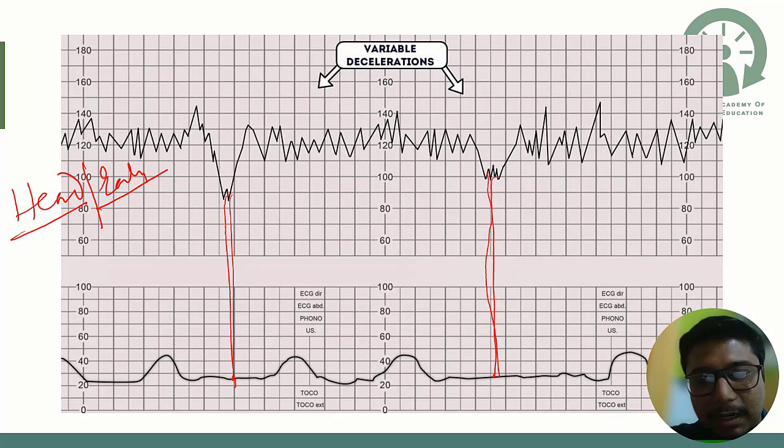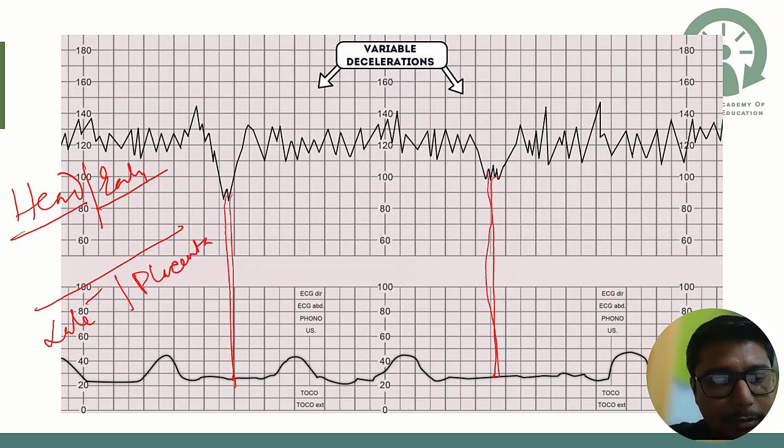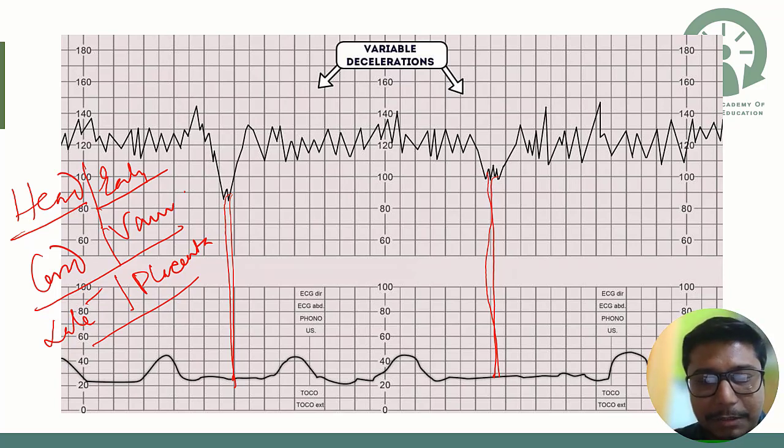So head compression, early deceleration, and what comes late in the delivery is the placenta. So late deceleration is due to a placental cause, right? Uteroplacental insufficiency. And what is of variable length is the cord. So variable deceleration is associated with the cord. So this is a silly mnemonic. Head compression, early deceleration, because the head comes early; late comes the placenta, so late deceleration is associated with placental causes; and the cord is the variable length structure, so cord compression is associated with variable deceleration.